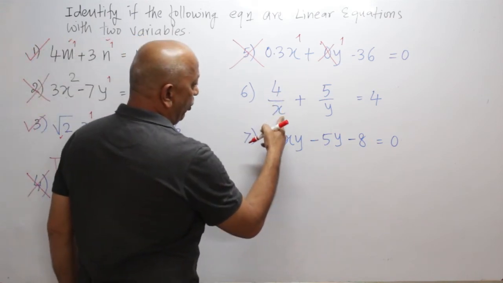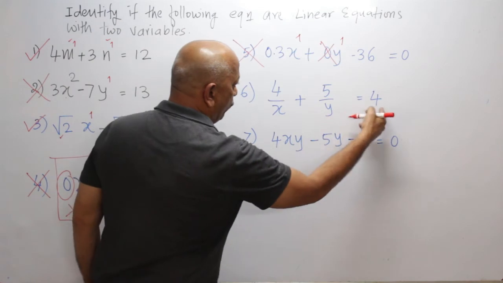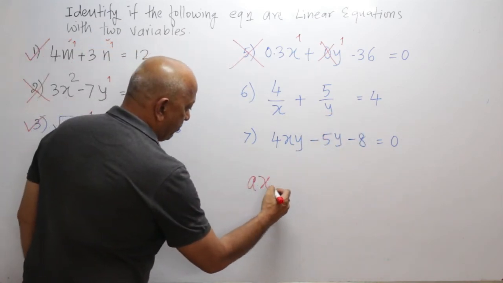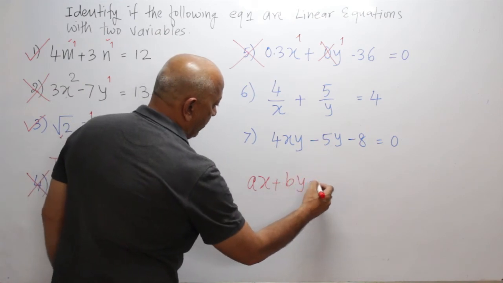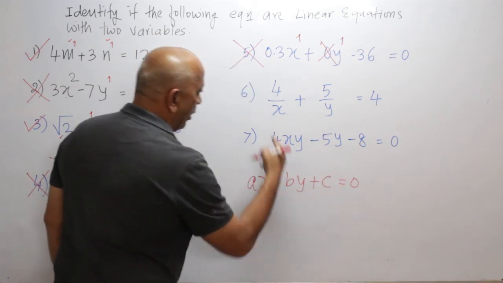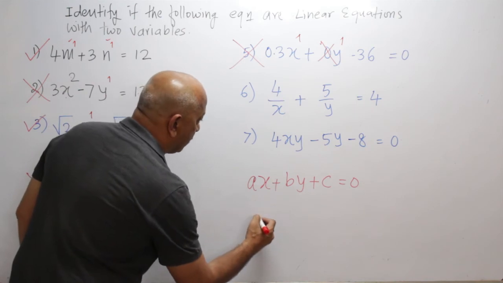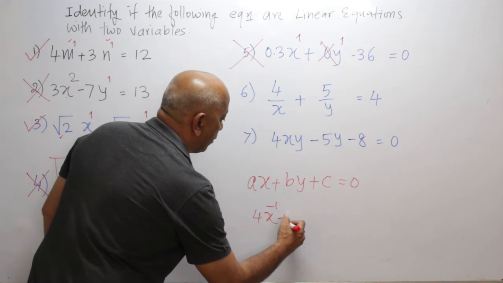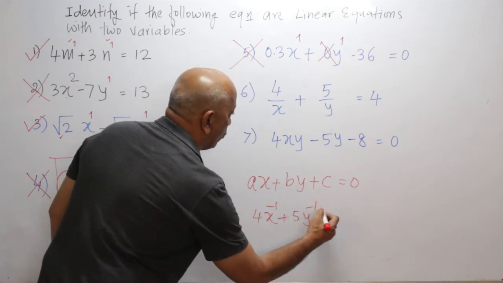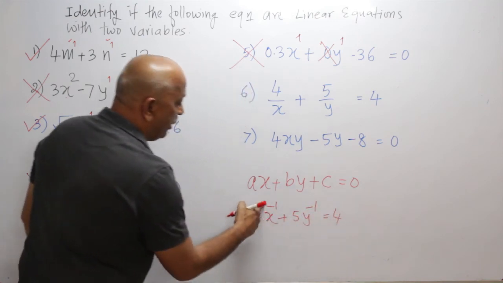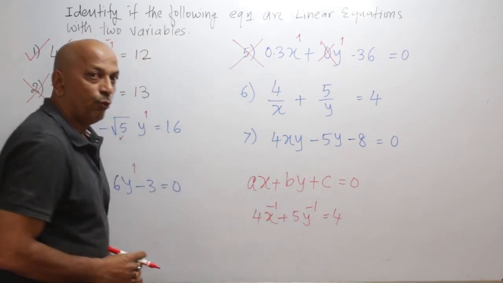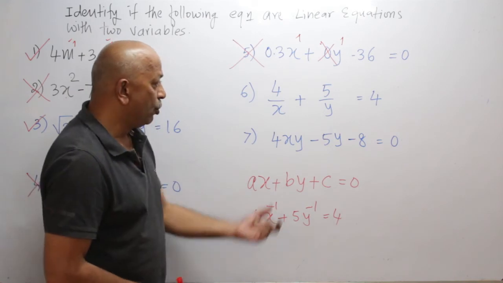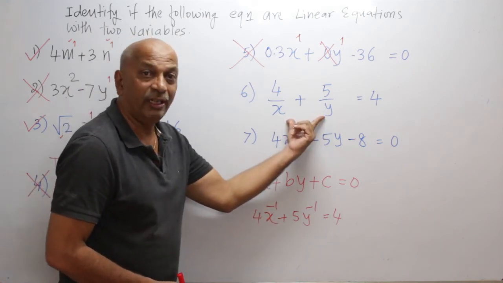Here, it is 1 upon 4 upon x plus 5 upon y is equal to 4. See, our format is this one: ax plus by plus c is equal to 0. Here it is 4 upon x. That means 4 into x raised to minus 1 plus 5 into y raised to minus 1 is equal to 4. So here the power is minus 1, which does not satisfy the condition of linear equation. So this is not a linear equation.